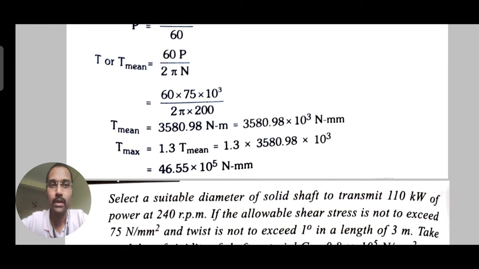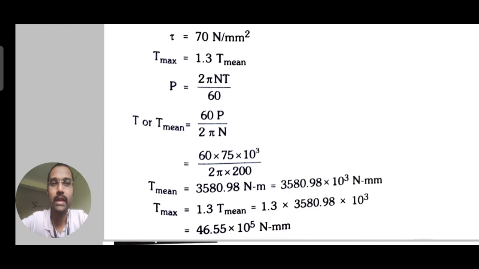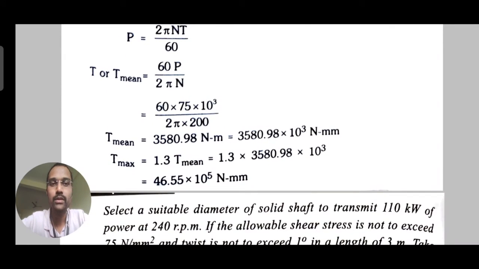Maximum torque is 46.55 into 10 to the power of 5 Newton mm, which equals the given tau value, 70, into pi into d cube by 16. We have to find the d value there. Substituting all the values, you will get d.